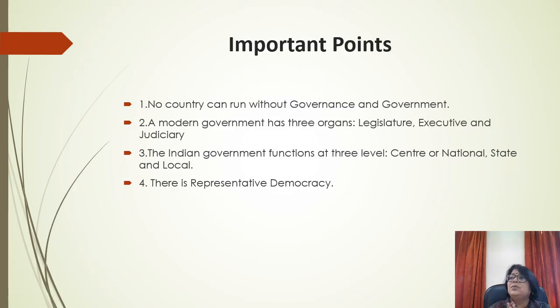So it is time to recap important points. Once again, no country can run without governance and government. Modern government has three organs: legislature, executive, and judiciary. We should not forget that the duty of the legislature is to legislate laws. The duty of the executive is to implement them in an efficient manner, and the duty of the judiciary is to check that both the legislature and the executive are working in a proper manner, and also to penalize the lawbreakers.